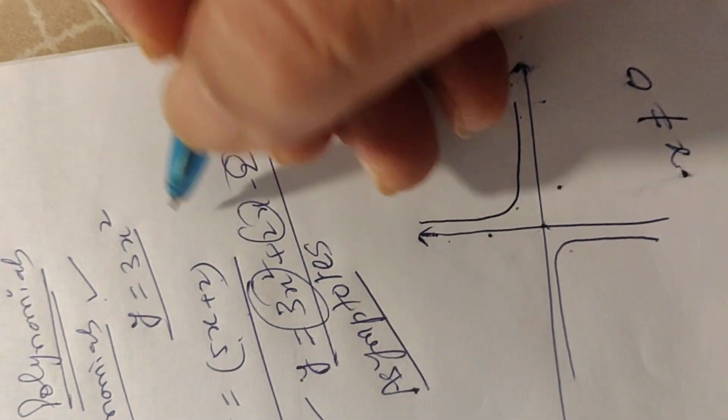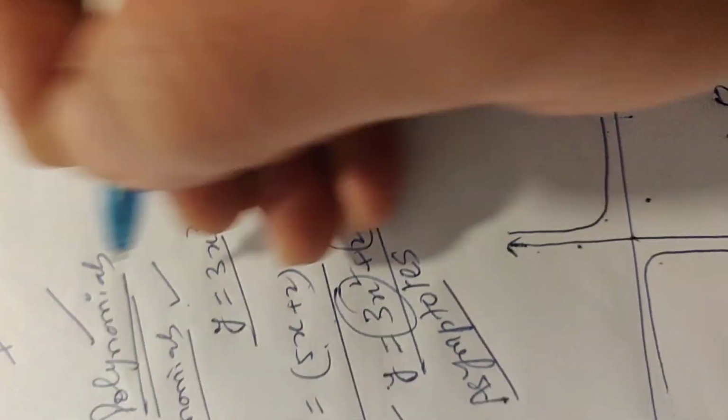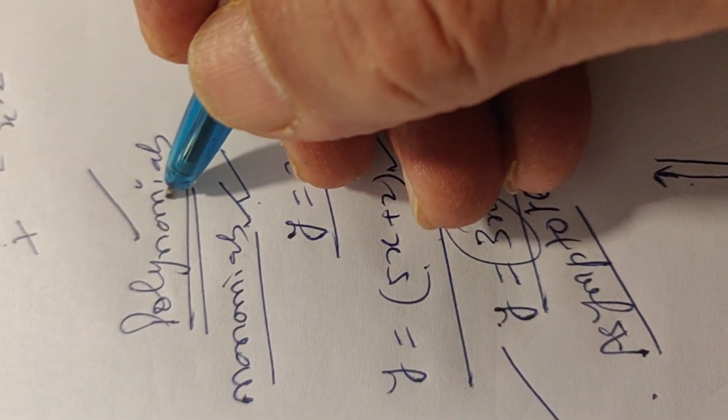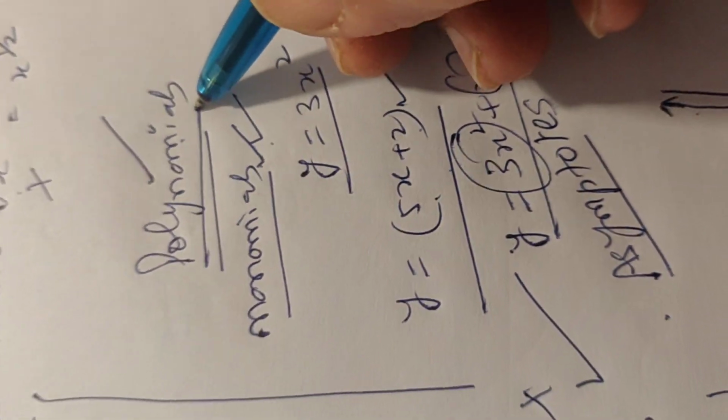And if you have four terms or more than four terms, all those are known as polynomials. So monomial, binomial, trinomial, and beyond that, four and more than four terms, is known as a polynomial.